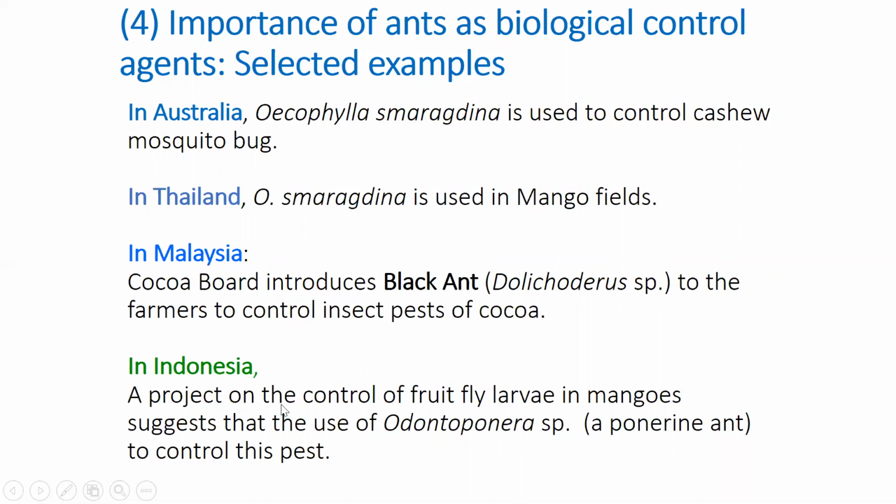In Indonesia, regarding the fruit fly larvae in mangoes, this was a project that I came to know. They showed that Odontoponera, that is a Ponerine ant, can be used to control fruit fly larvae.